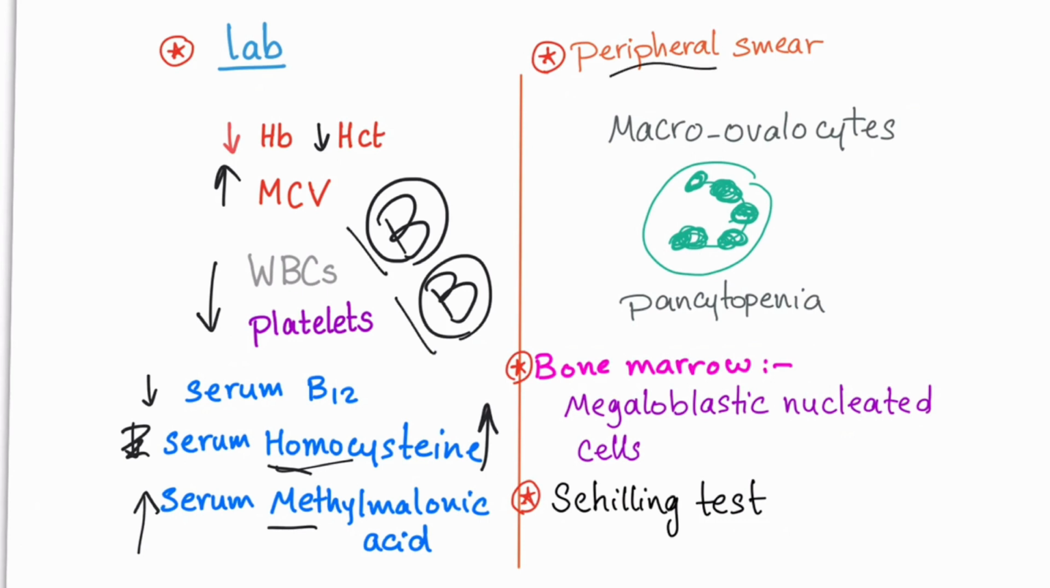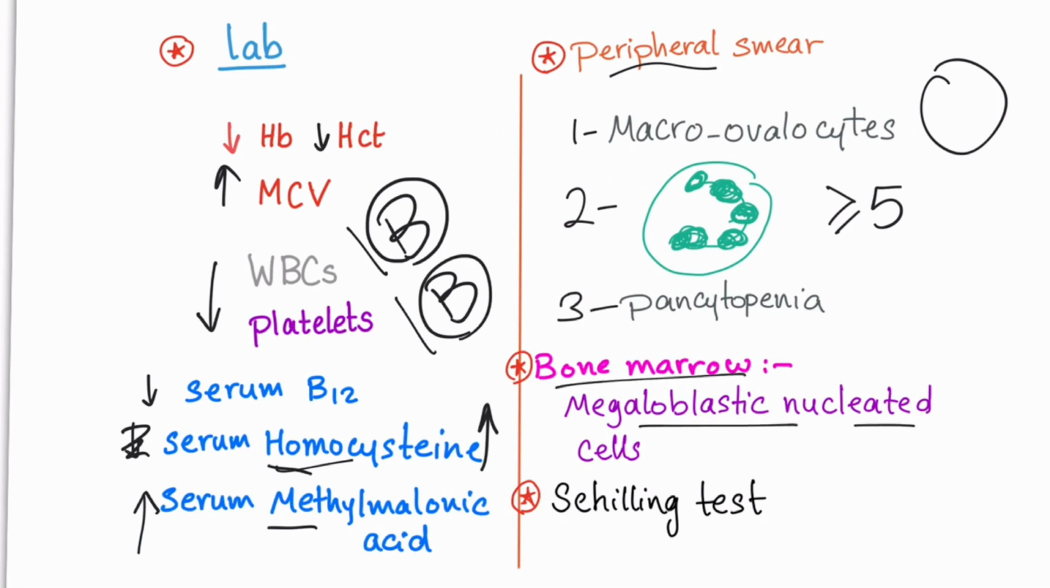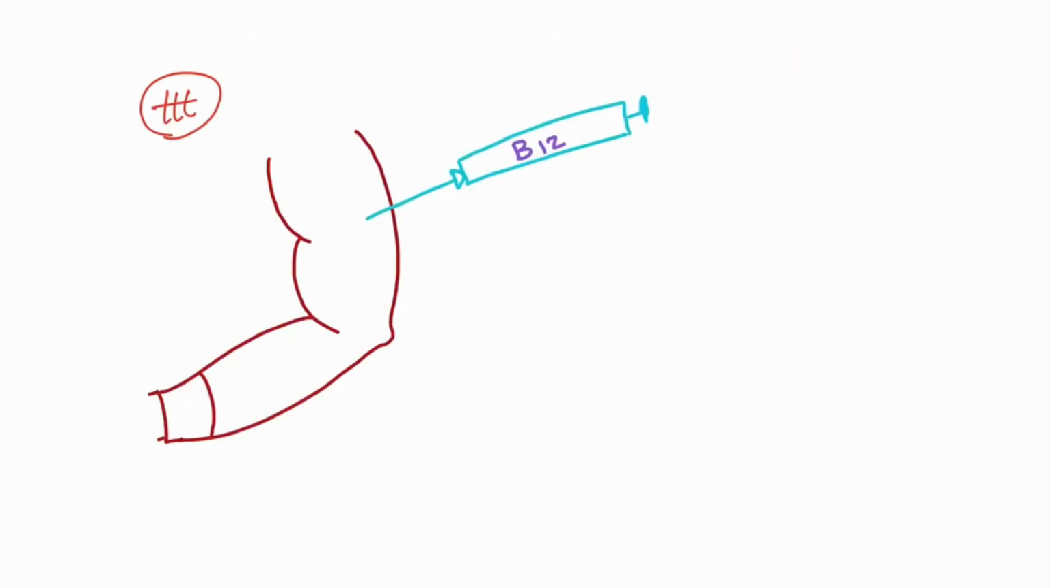How about the peripheral smear? We will have macro-ovalocytes, large RBCs. We'll have hypersegmented neutrophils with more than 5 lobes. Pancytopenia. Bone marrow biopsy will yield megaloblastic nucleated cells. Schilling test can diagnose B12 deficiency. It's rarely done. Maybe I'll discuss it in a separate video. What's the treatment of B12 deficiency? Give B12 intramuscularly. And also remember, pharmacological doses of folate may improve both folic acid deficiency as well as vitamin B12 deficiency. However, giving folic acid to a B12 deficient patient will never improve the neurological symptoms.